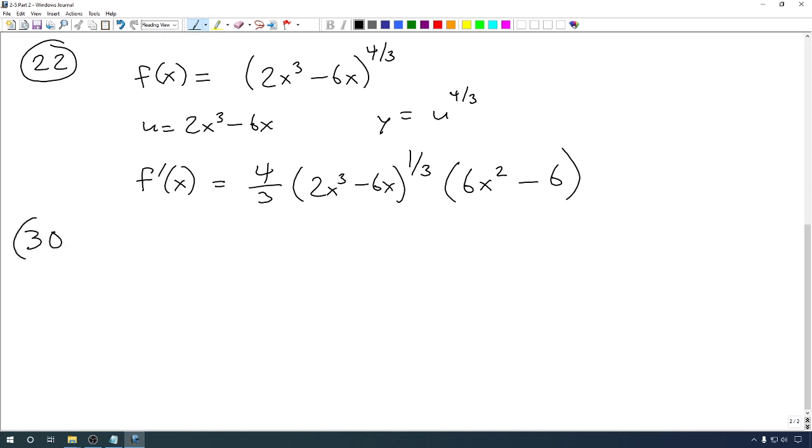We follow this up with problem 30. This one's actually fairly similar, except it's not going to look as similar. We have y is equal to 1 over the cube root of 4 minus x cubed, all to the 4th power.